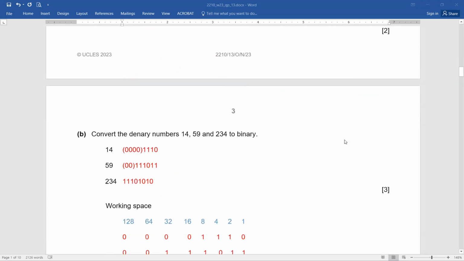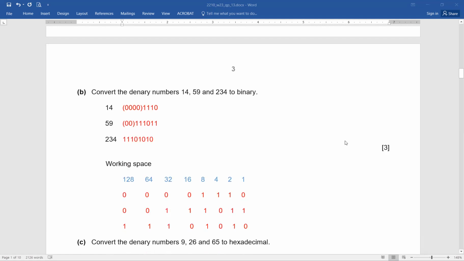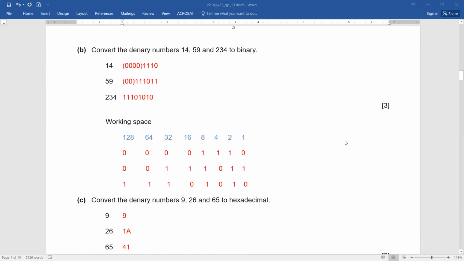Now, convert the denary numbers 14, 59 and 234 to binary. And you are given a working space, which means that you have to use the working space. So for your understanding, I've written the values here in the working space: 1, 2, 4, 8, 16, 32, 64, 128. Then just turn on all those bits that form 14.